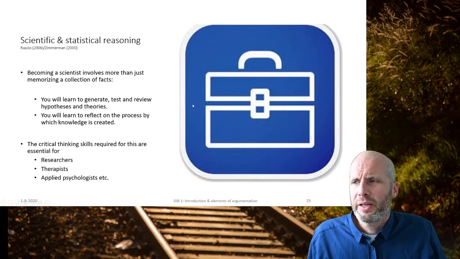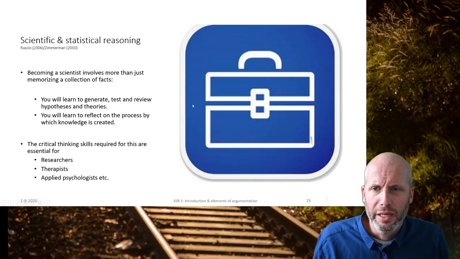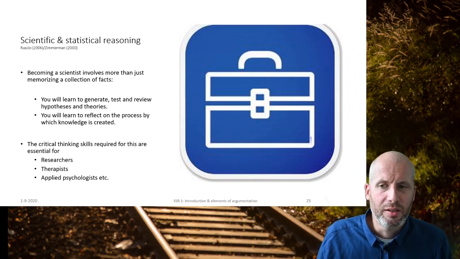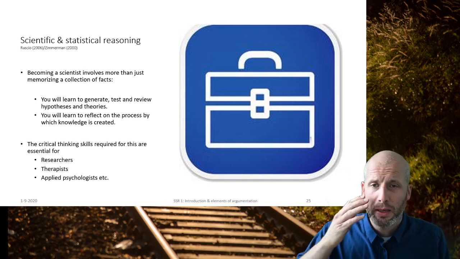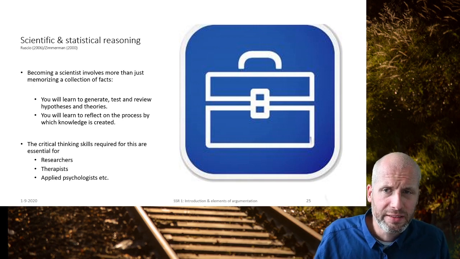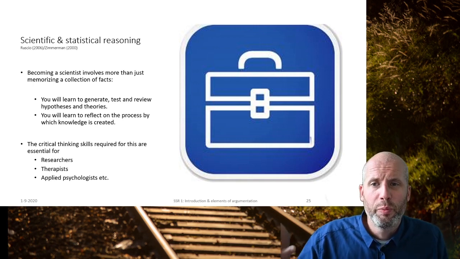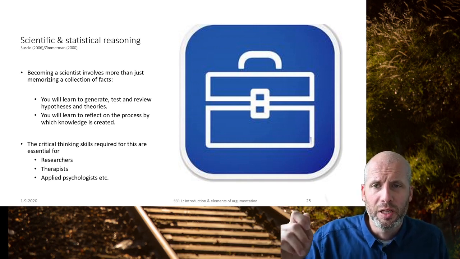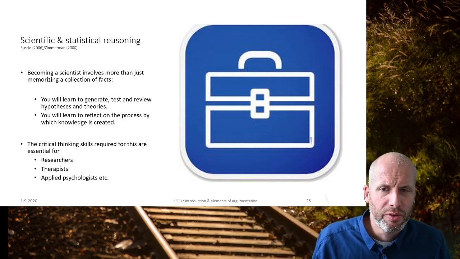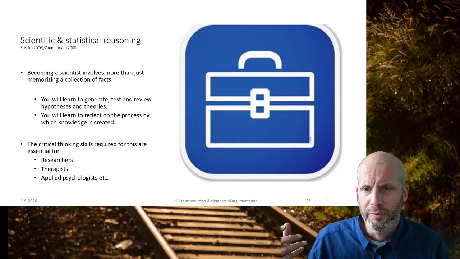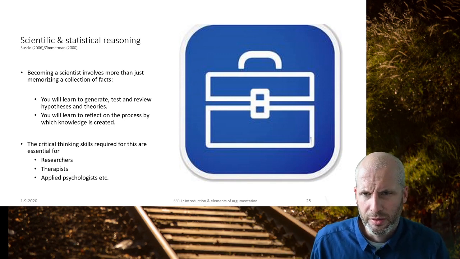All right, so becoming a scientific and statistical reasoner obviously involves critical thinking, and it involves more than just memorizing a collection of facts, right? So a lot of your first year psychology, perhaps you viewed it as memorizing a lot of facts. You need to do more. You need to be able to build on that with a different set of skills. You need to be able to generate your own hypotheses and test them and review your theories along the way.